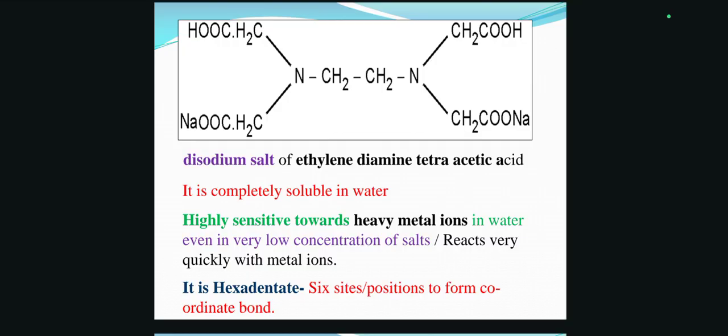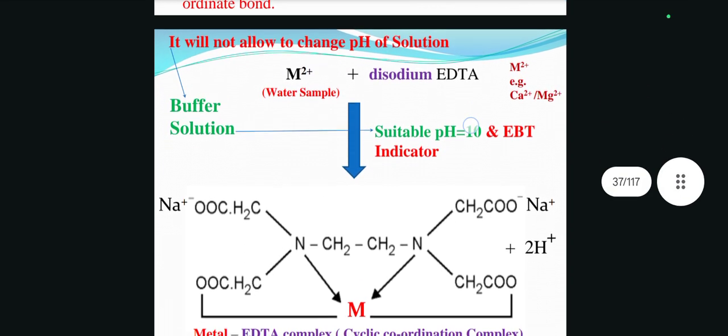And if you see the structure of disodium salt of EDTA, you can see that four acid groups are there. So that is four reactive centers, and two amine groups are there. So 4 plus 2, how many reactive positions are there? 6 reactive positions are there. That's why it is a hexadentate. Because of more number of reactive sites, it is highly sensitive, highly reactive. So high sensitivity or higher reactivity is because of presence of more number of reactive positions, or you can say sites. Okay, and that's why it is used for determining hardness of water sample.